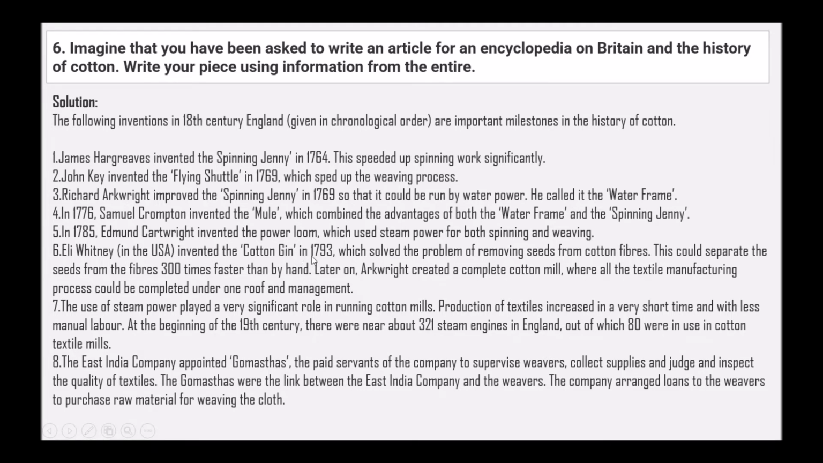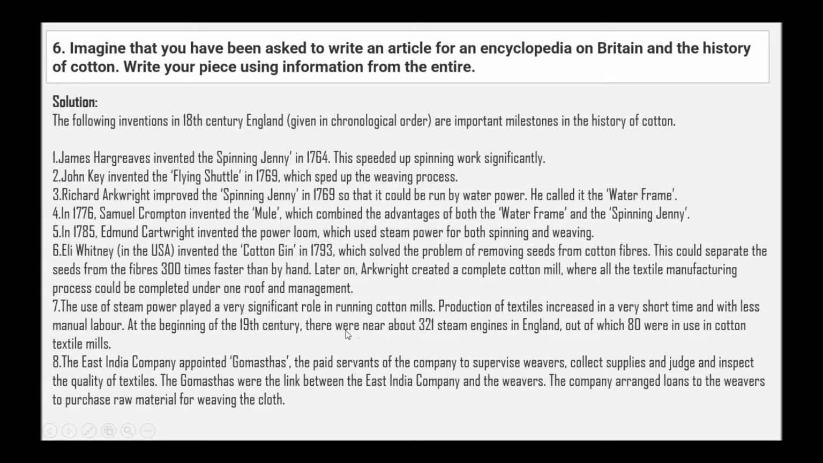Eli Whitney invented the cotton gin in 1793, which solved the problem of removing seeds from cotton fibers. This could separate the seeds from the fibers 300 times faster than by hand. Later on, Arkwright created a complete cotton mill where all the textile manufacturing processes could be completed under one roof and management. The use of steam power played a very significant role in running cotton mills. Production of textiles increased in a very short time and with less manual labor.